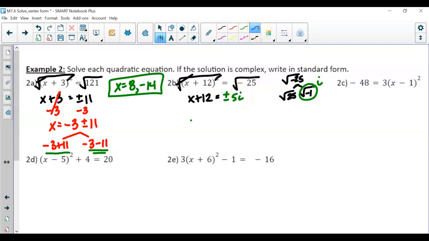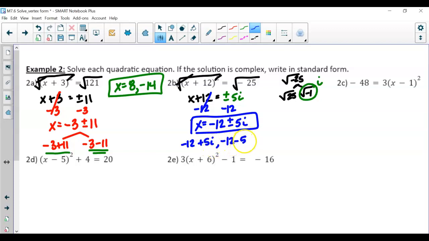So now notice we're going to end up with imaginary solutions. So now what are we going to do here to solve for x? Subtract 12 from both sides. And x is equal to -12 plus or minus 5i. So now here, can we combine them? No, because this is real and this is imaginary. So x is equal to these two complex solutions. So if you also want to see -12 plus 5i and -12 minus 5i.